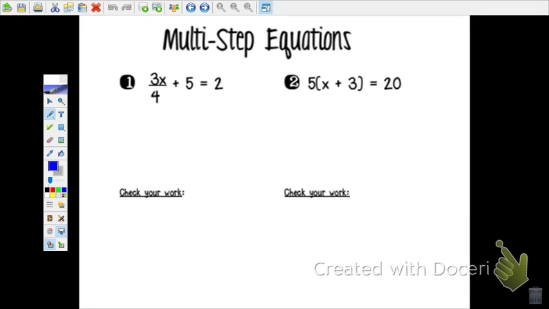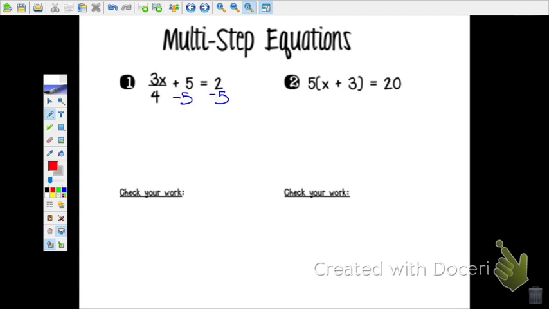Number 1, again, our process here is to isolate our variable, and we always start with the term that does not include the variable. So I need to get rid of this plus 5. So to do that, I'm going to do what? Subtract 5 from both sides of my equation. You must be showing your work on both sides of the equation.